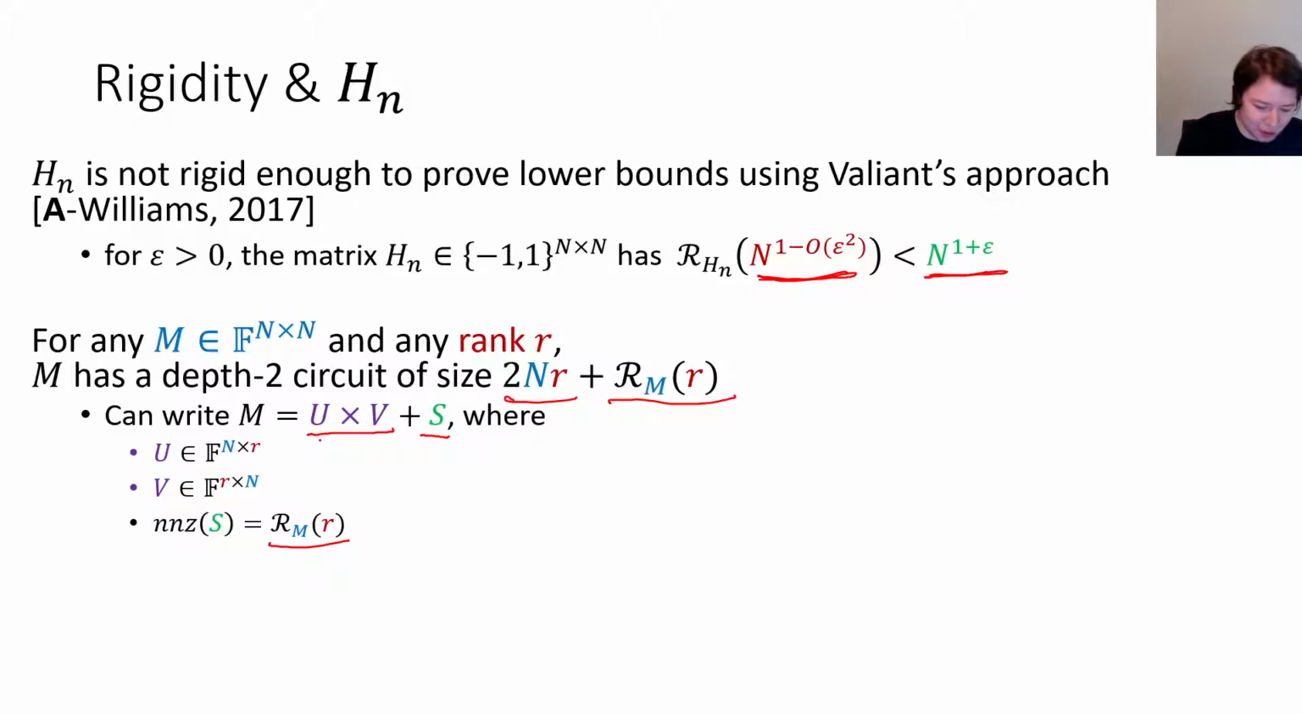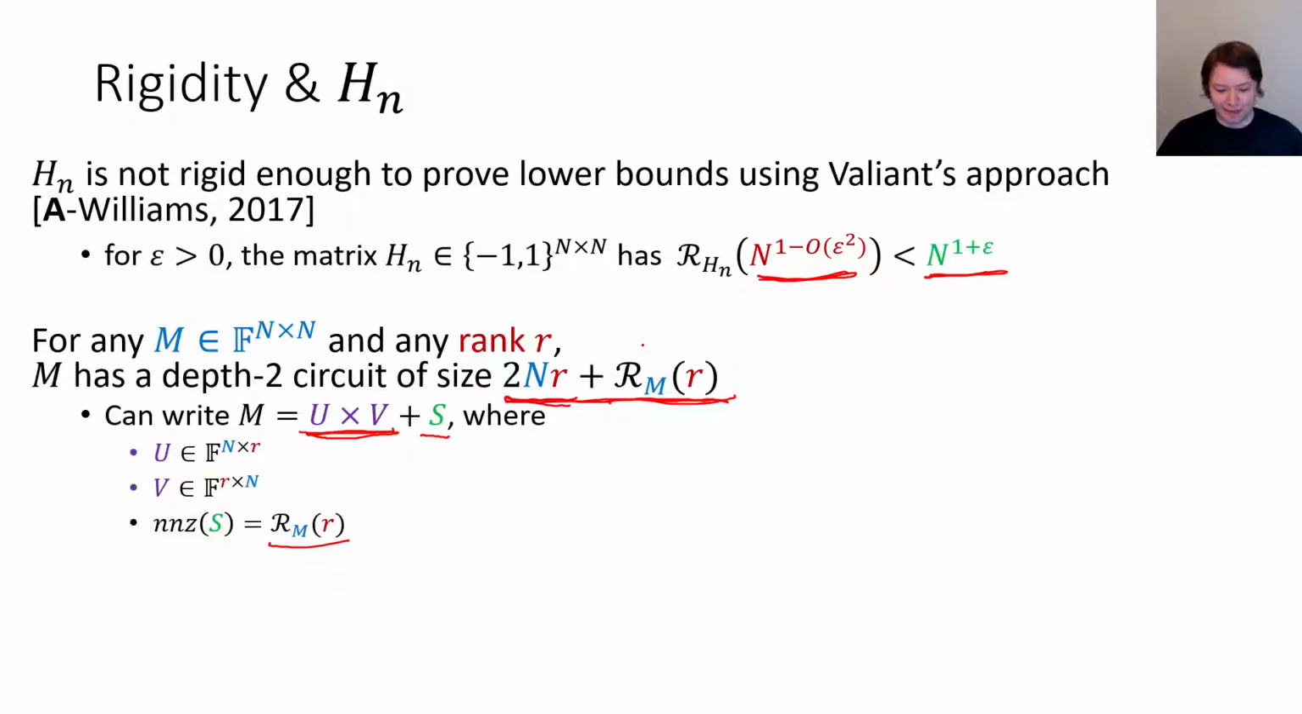And then the low rank part, we can factor it as U times V, where U is an N by R matrix and V is an R by N matrix. And with some work, you can see this corresponds to a depth 2 circuit of size 2 times N times R. So in total, you get a circuit of this size for computing M, and you can balance as R gets bigger. This first term is bigger, but the rigidity gets smaller, so you can balance R and figure out what size upper bound you get out of this construction.